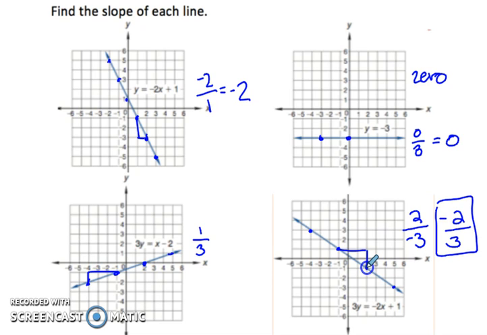You could have also gone the other direction. So if I start at this point, I would go down 2 and right 3. Well, that would be -2/+3, which again would end up with -2/3. And that is slope.